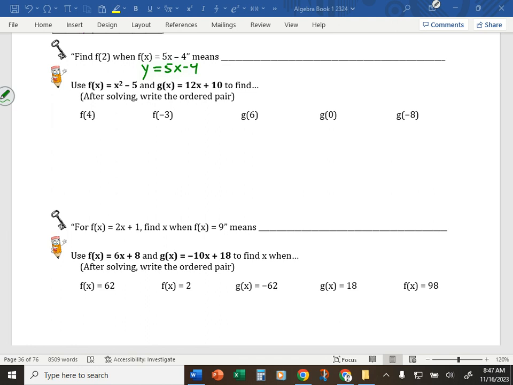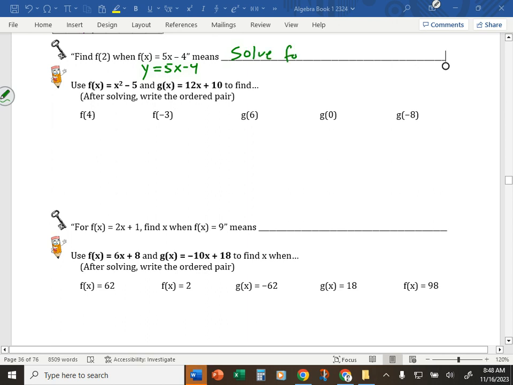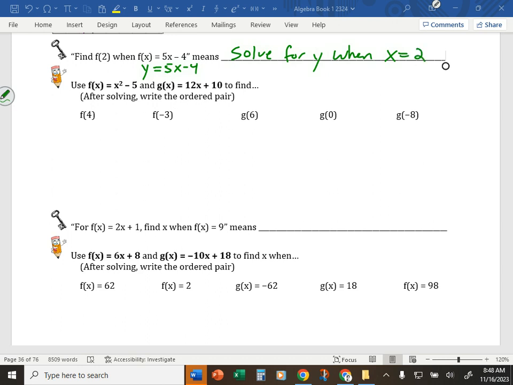The reason why we don't just put y is, remember, this tells us that it is a function, that x has exactly one corresponding y. So in your homework, on a test, whatever, when it says find f of 2 when f of x equals 5x minus 4, it means solve for y when x equals 2.